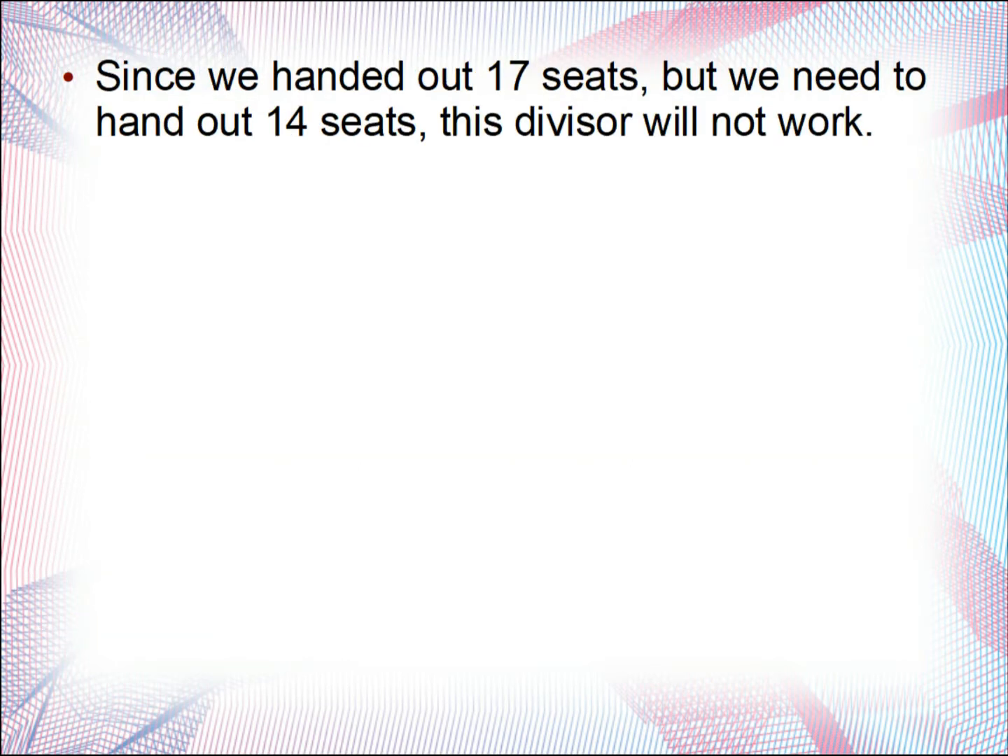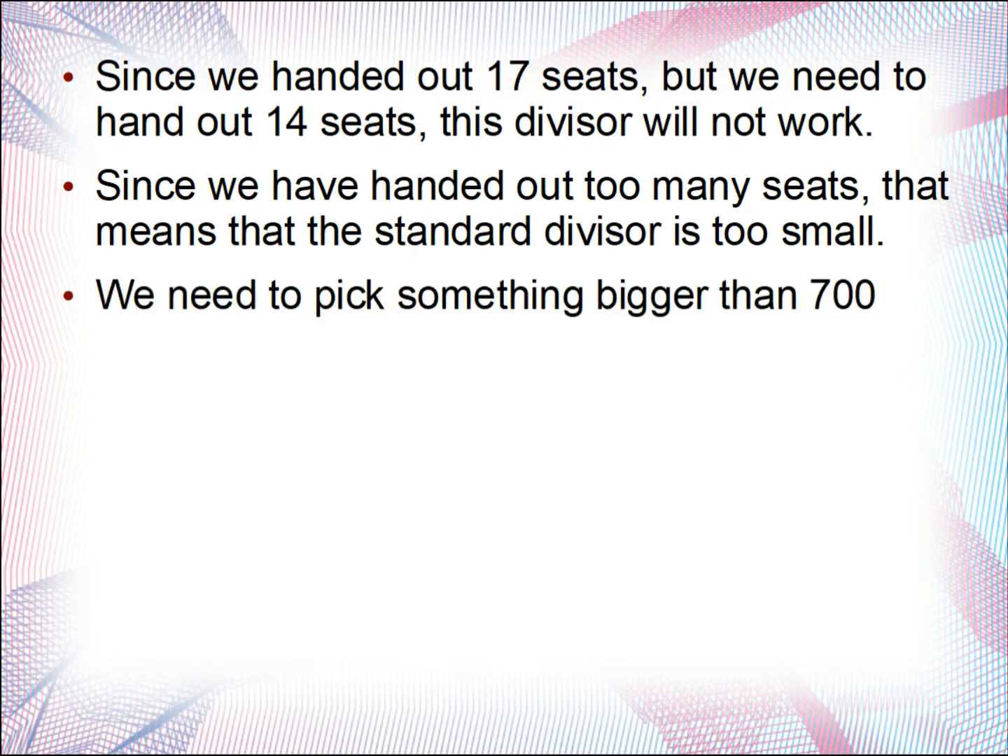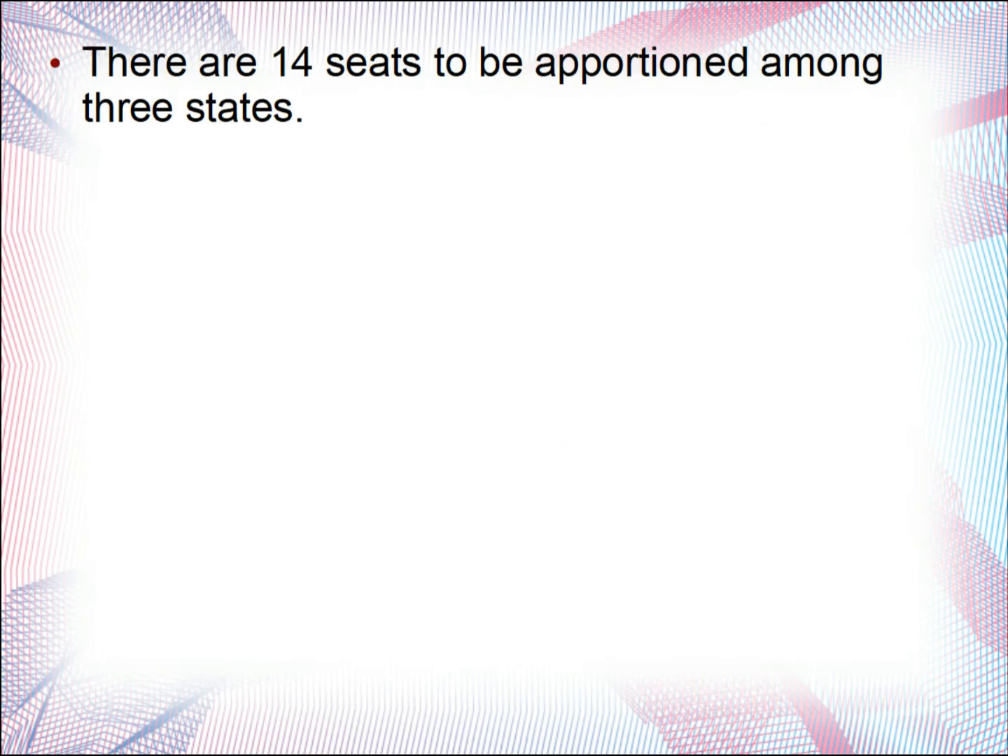So since we handed out 16 seats, but we only need to hand out 14 seats, this divisor will not work. This time, since we've handed out too many seats, that means that the divisor is too small. So we need to pick something that is bigger than 700. But 800 was too big. So we need to pick something between 700 and 800.